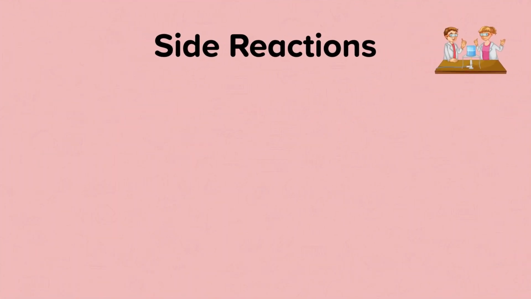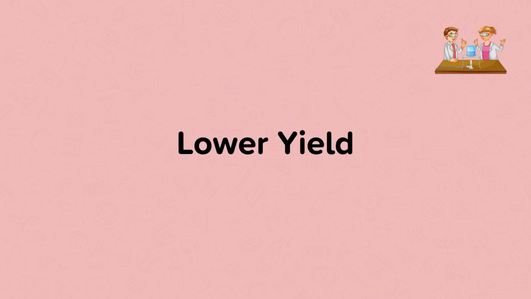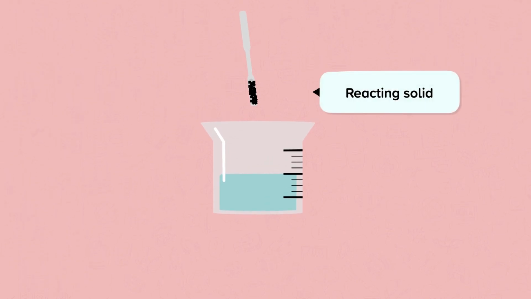More side reactions also lead to a lower actual yield. Examples of side reactions include impurities in the limiting reactant reacting with other chemicals in the reaction mixture, or the limiting reactant taking part in a different chemical reaction. This is more common in organic reactions.